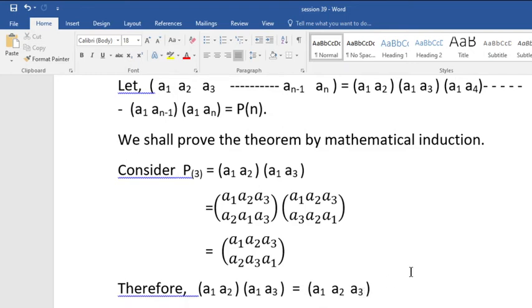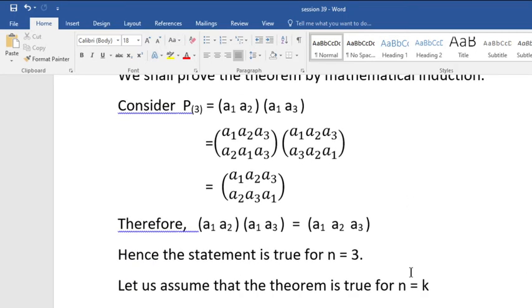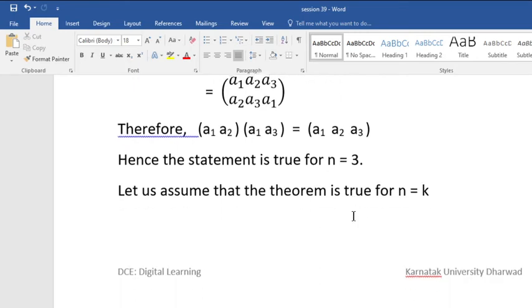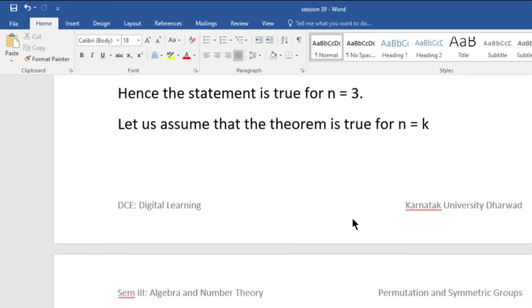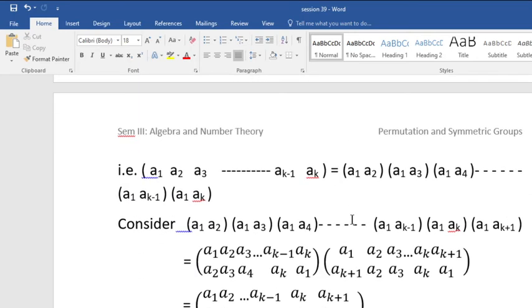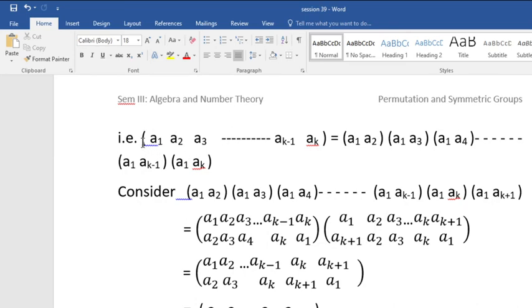And hence we can say that the statement is true for n equal to 3. Let us assume that the theorem is true for n equal to k. That is, we have the cycle of length k, (a1 a2 a3 ... a(k-1) ak). This we can write as the product of transpositions, that means cycles of length 2: (a1 a2), (a1 a3), (a1 a4), like this.